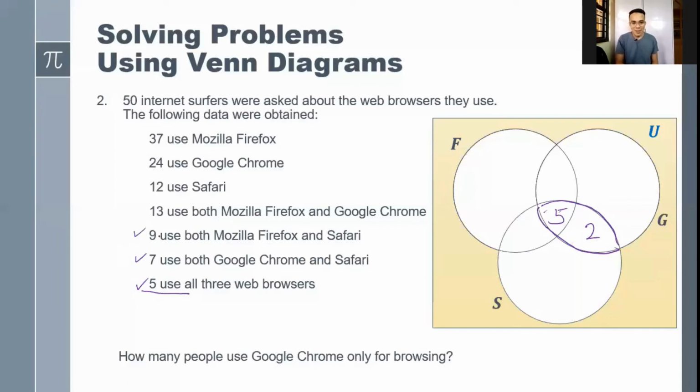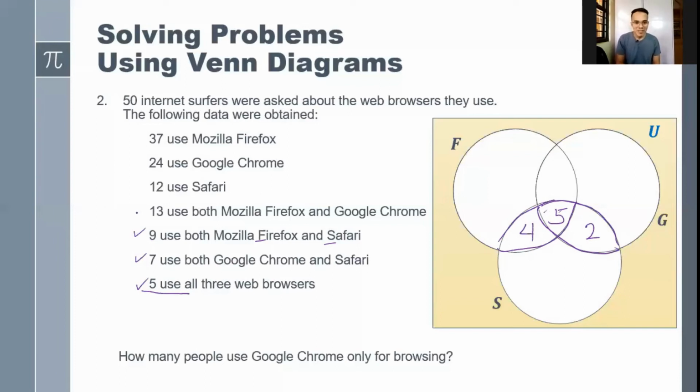It says here, 9 use both Mozilla Firefox and Safari. Firefox and Safari. So we're going to look for the region common to Firefox and Safari, and this is the region we are looking for. If we look at this common region, there's already 5 in it. So how many more do we need to make 9? We need 4 more. So 4 plus 5 is 9.